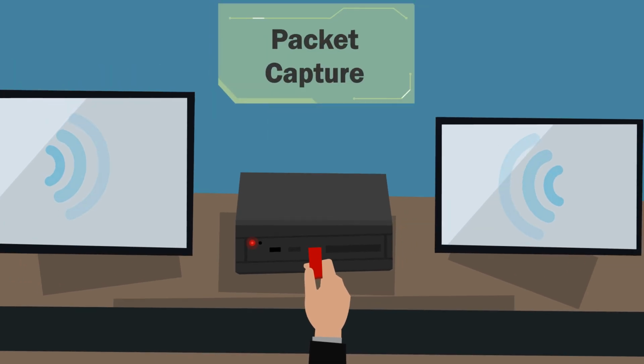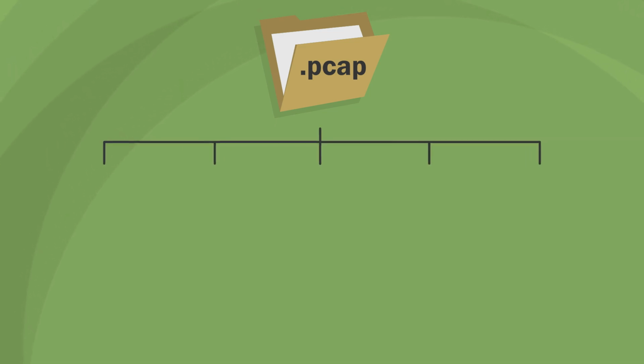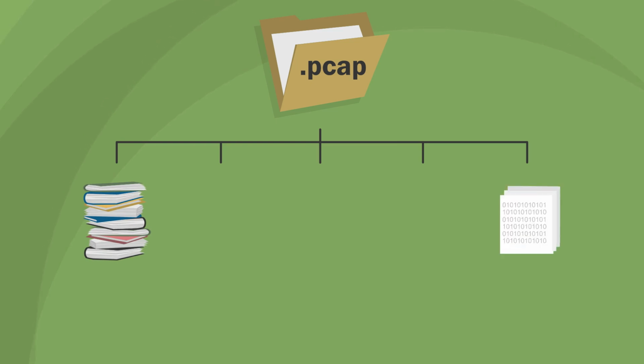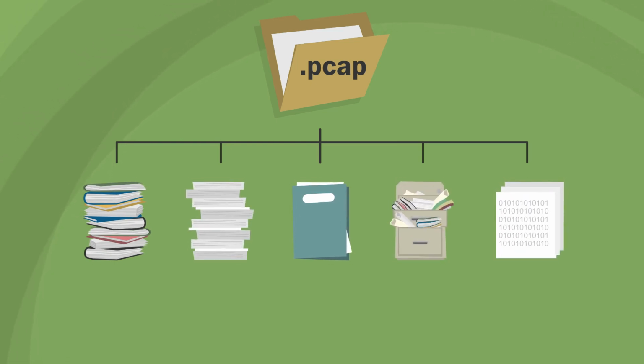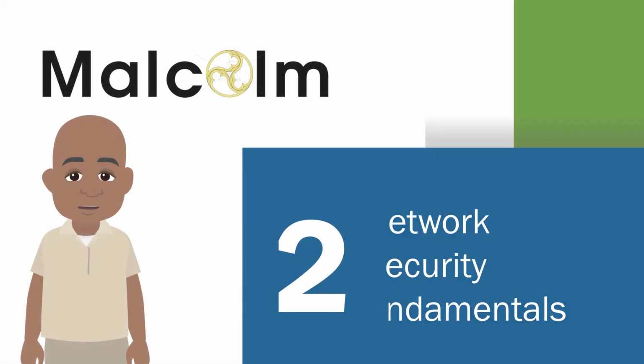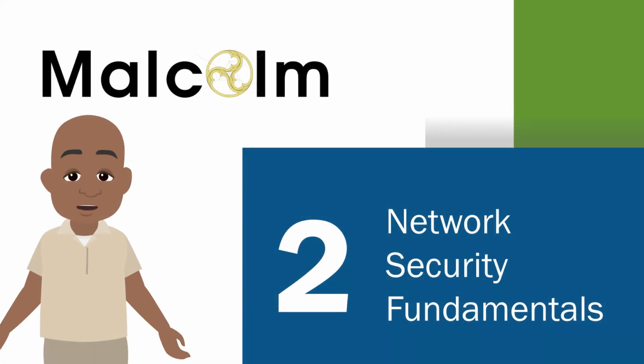PCAP stands for packet capture and is the most common type of file used to save network traffic. This file format is supported by many tools and libraries and usually ends with .pcap. PCAP files contain messages between network endpoints split into smaller pieces called packets. Depending on the network and its traffic, PCAP files can be very small or very large. Now, let's move on to network security fundamentals.